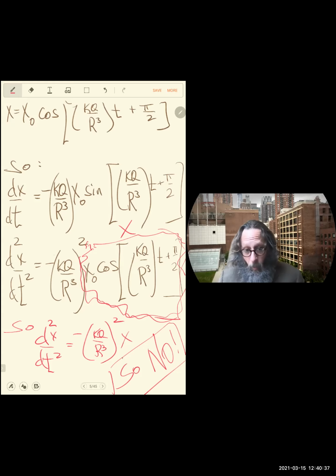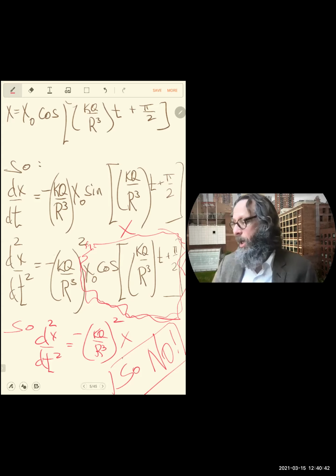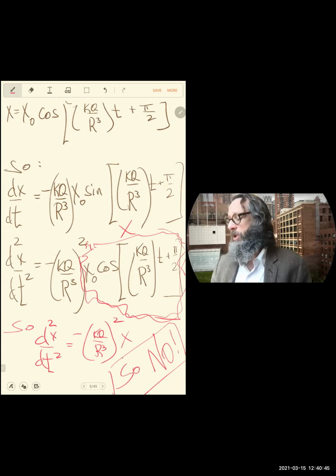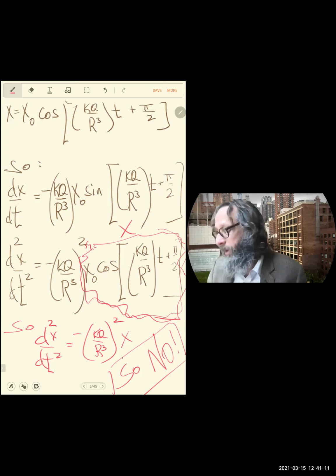But one other question that was in the chat is, if I'm understanding the question, what do you do with this pi over 2 business, or why is it there? What's the purpose? Well, the purpose of the pi over 2 is that it does get carried along for the ride when you take derivatives, but it doesn't come out and act as a multiplier the way kq over r cubed does. Why? Because we're doing chain rule.